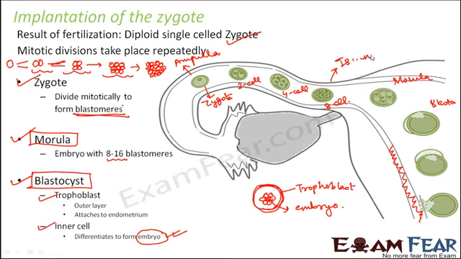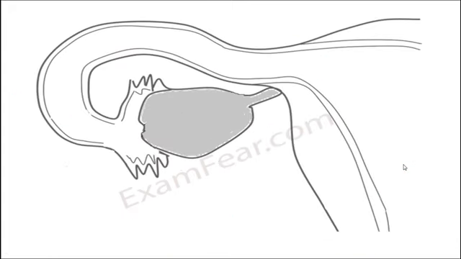And by the time it formed the blastocyst, it entered into the uterus, and finally it got implanted, or it got attached to the endometrium of the uterus. So let us have a look at the entire process once again with a bigger picture on screen. So initially a single celled zygote was.